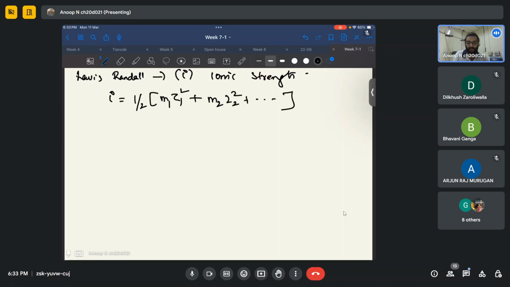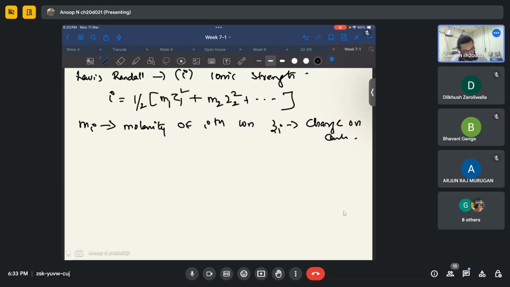So we'll take an example where Mi is nothing but the molarity of the ith ion, and Zi is the charge on each ion. Suppose we take Mi is equal to 0.008 of a mixture of BaCl2 and KCl.